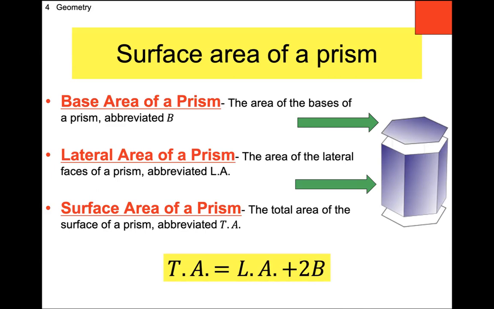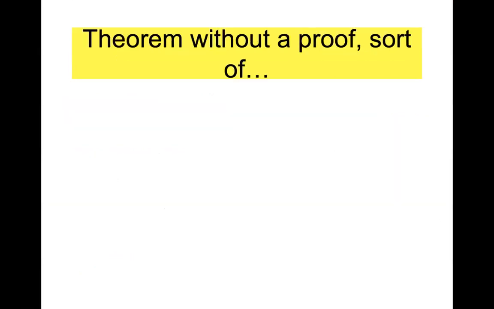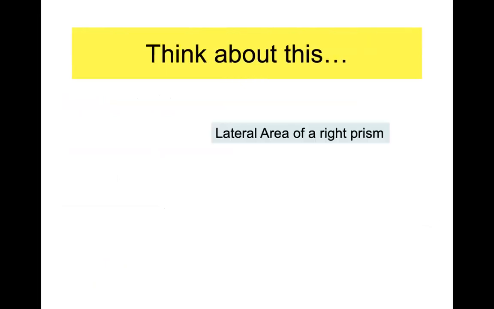Now, the fun doesn't stop there because we can actually write this a little bit better. Well, that's a pretty good formula right there. Lateral area, well, that's the part we're going to make a little bit better, okay? So total area is lateral area plus two base areas. And this is going to be a theorem without a proof, sort of. I'm going to prove it, but it's just not going to be a formal proof.